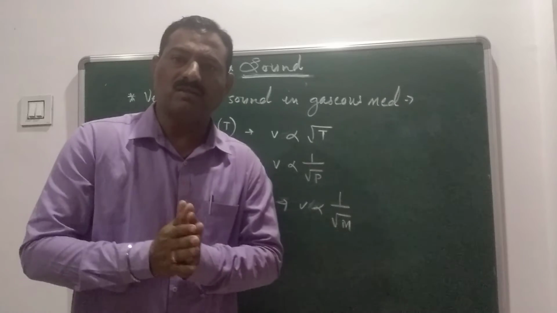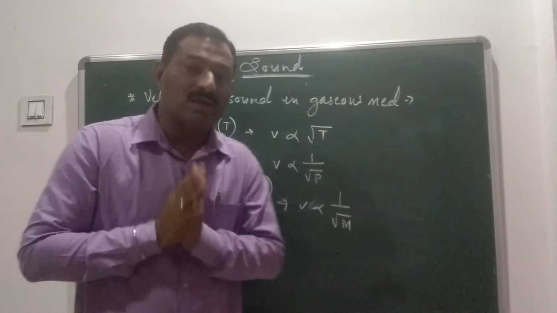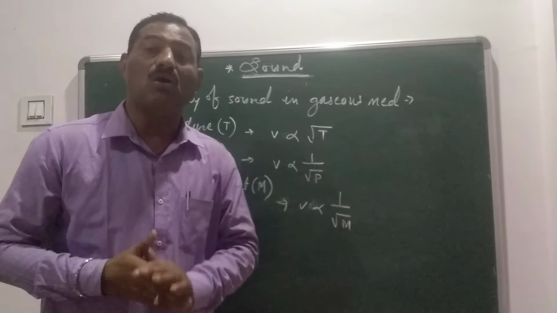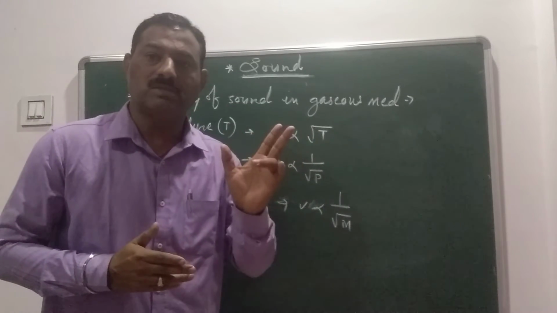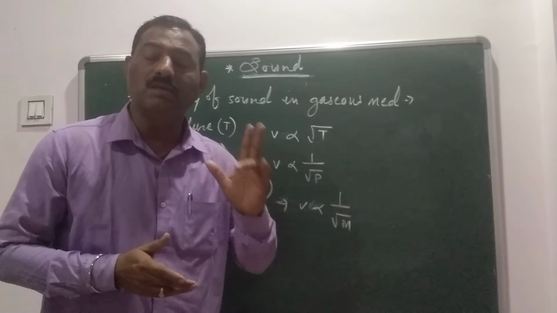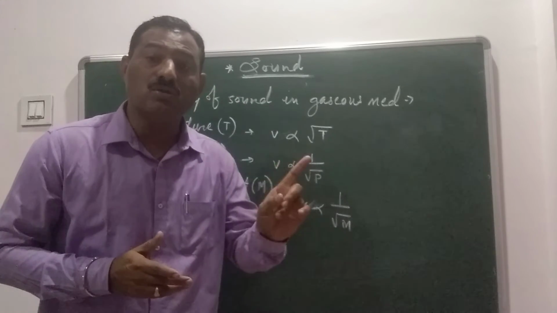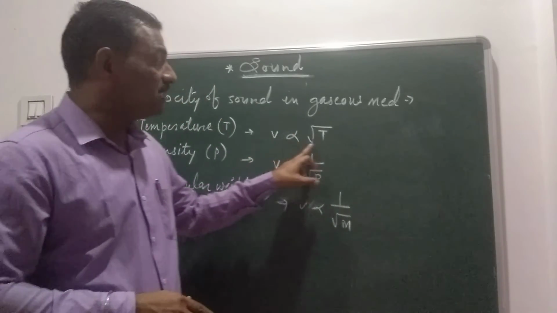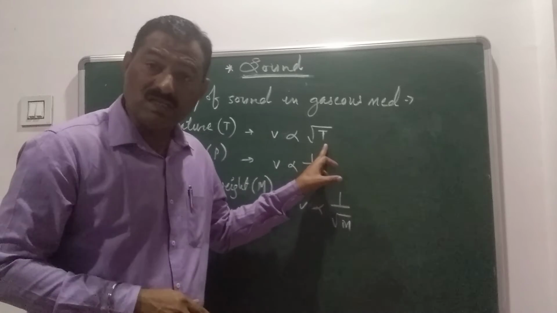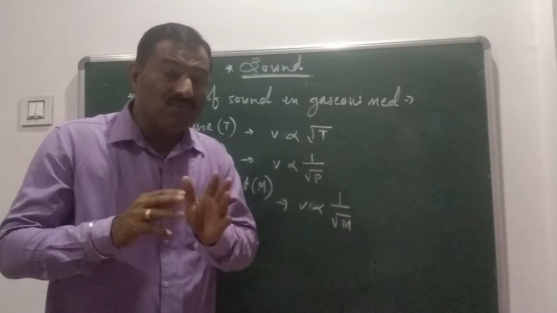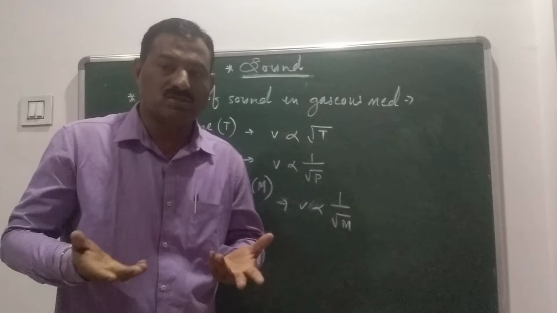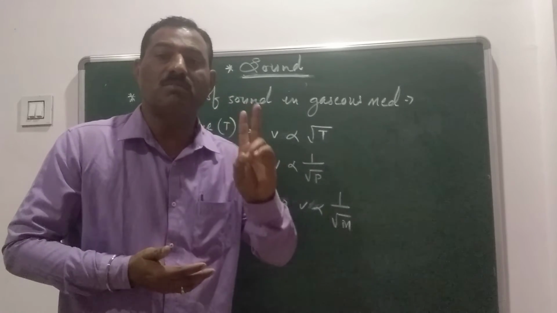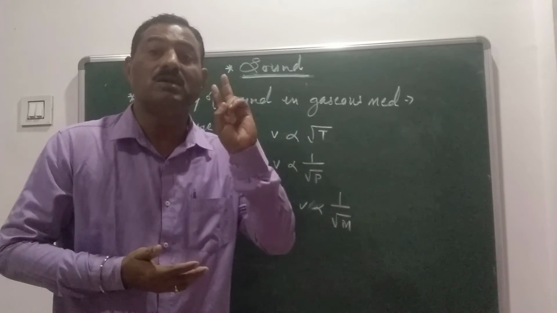For the first factor, temperature, the velocity of sound is directly proportional to the square root of the temperature of the gas. So the formula becomes V is directly proportional to the square root of T. That means that if we increase the temperature 4 times, then the velocity of sound increases twice.